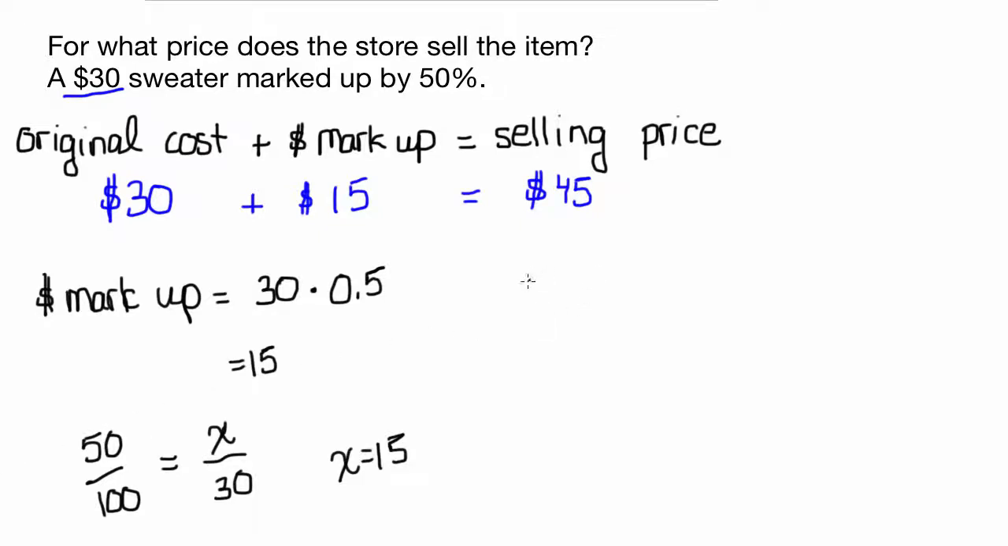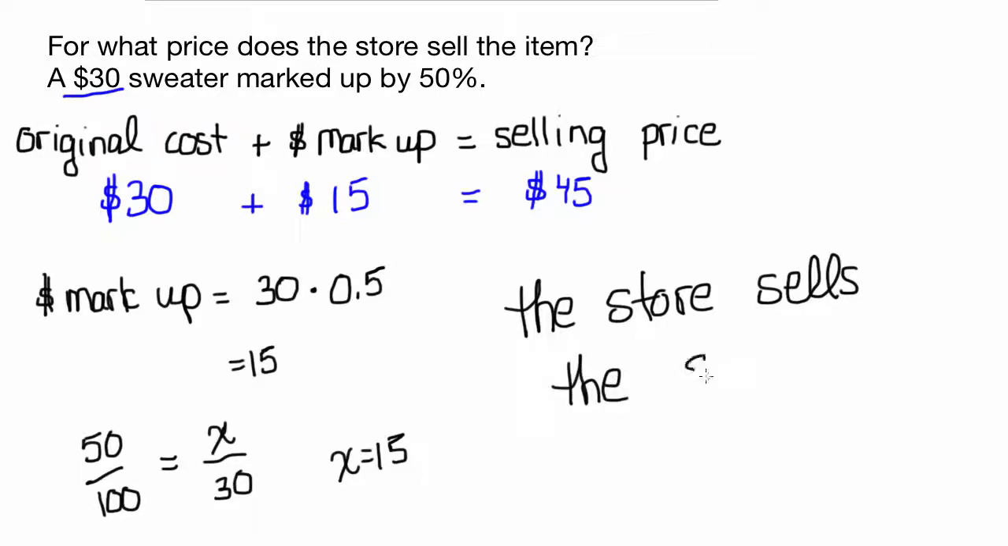And then remember in a previous video I talked about writing a complete sentence. So you're going to write, the store sells the sweater for $45. So they're making a $15 profit.